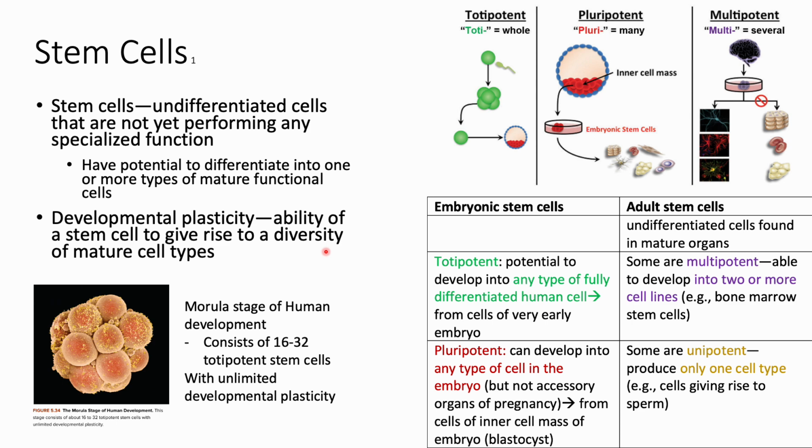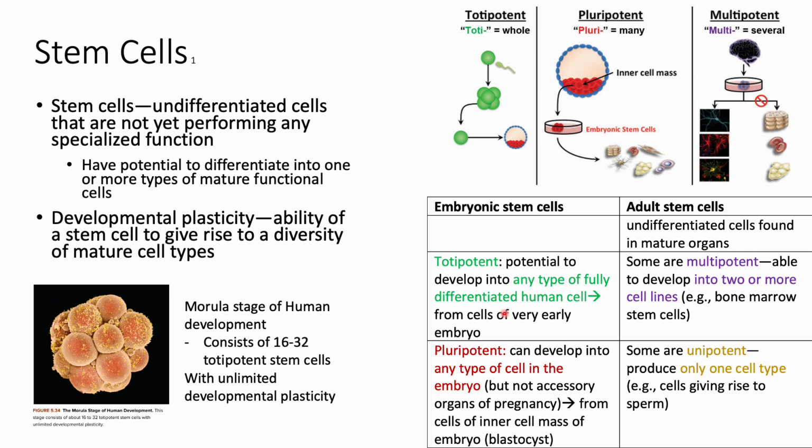Before we develop into those three primary germ layers, we were a morula. A morula is a stage of human development. It consists of 16 to 32 totipotent stem cells. What are totipotent stem cells? Those are embryonic stem cells that have the potential to develop into any type of fully differentiated human cells. And we get them from cells of the very early embryo.